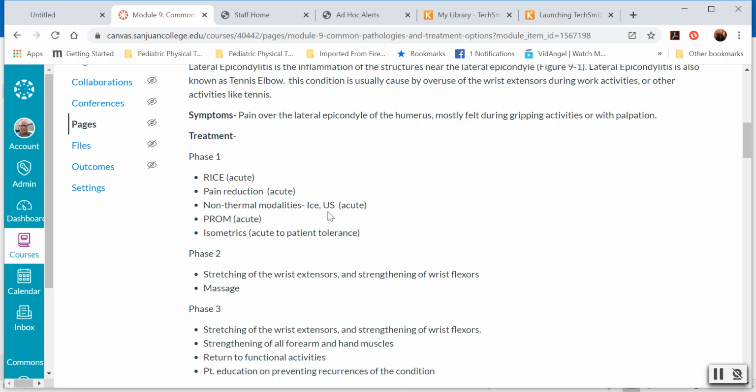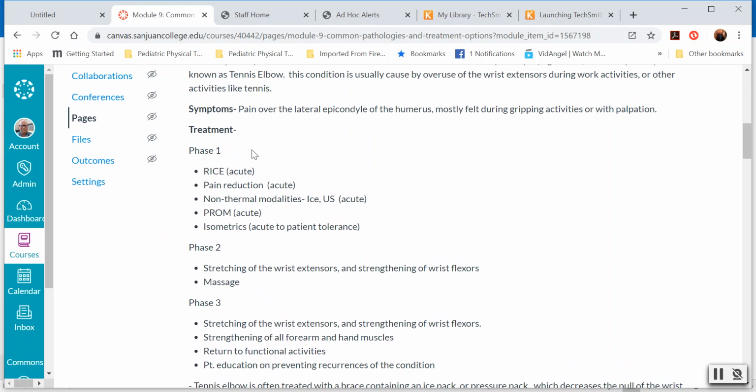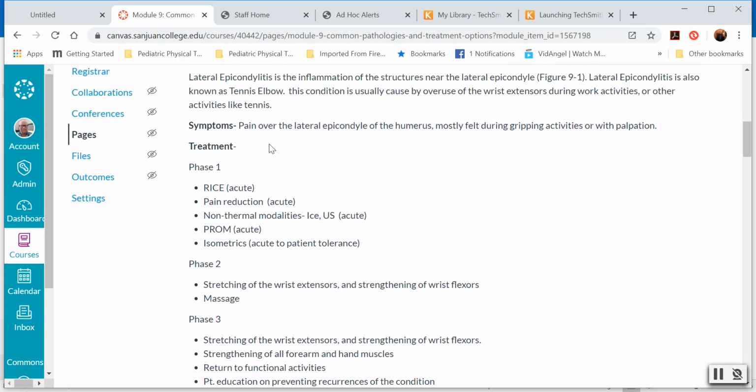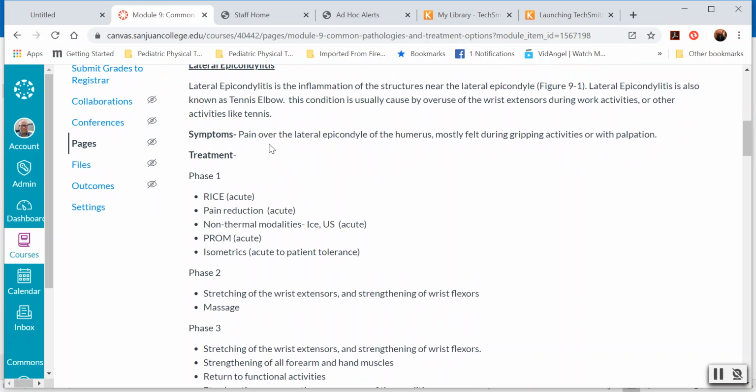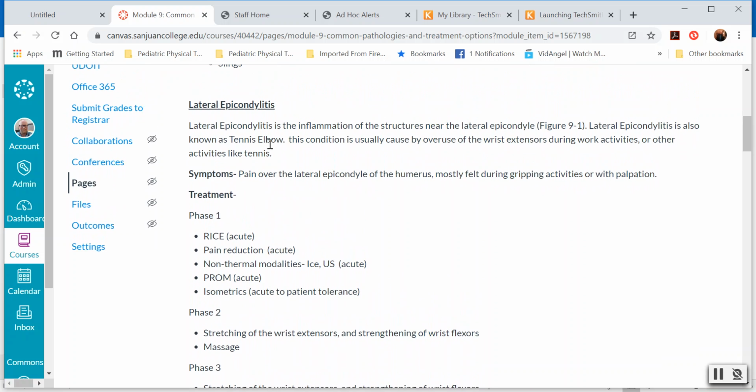In phase 1, we're doing light activities and RICE and things like that. In stage 2, we're doing, and basically the phases are all going to be the same. It's just a question of when the patient will move into that new phase. Anytime you need to know specific stuff, I've included it on the study guide.